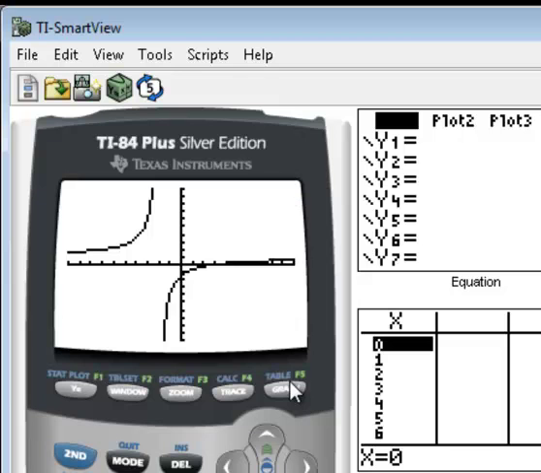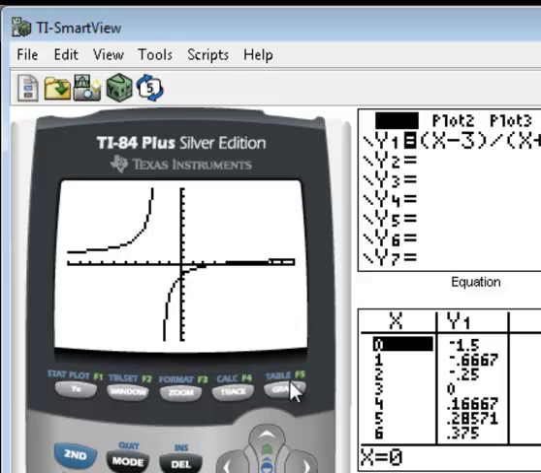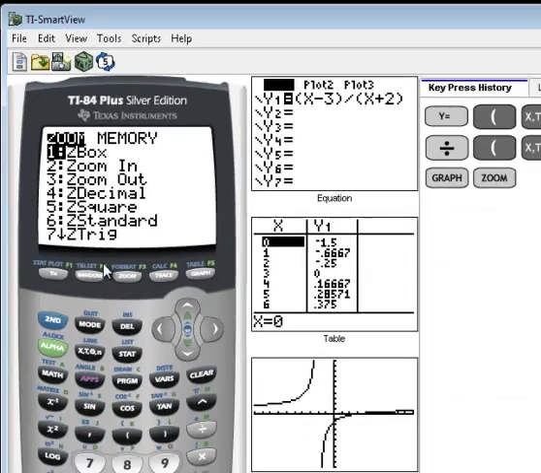If your graph does not look like mine, then maybe your window is different. I have graphed in the standard window, so you should click on the zoom button at the top middle and the number 6 for the standard window.